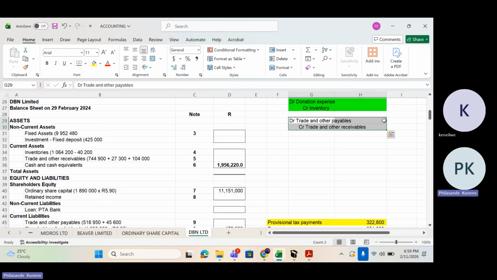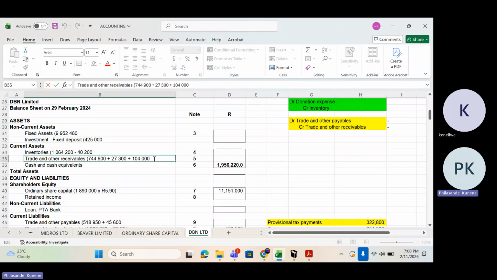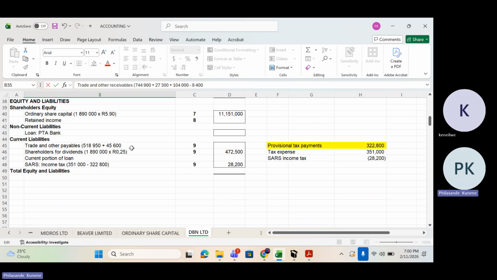In this situation, my payables are decreasing and my debtors are decreasing, because payables, the liability, decrease on the debit side. As you can see here, it is debited. Trade and other receivable is an asset, and it decreases on the credit side. As you can see here, it is credited. So these 8,400 in this transaction will end up being subtracted in both trade and other receivables and trade and other payables, as 8,400 rands.